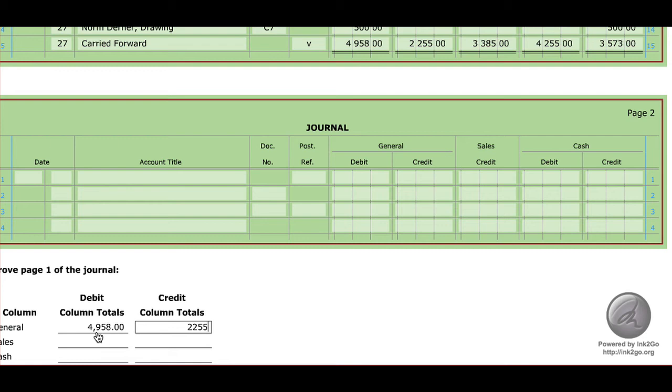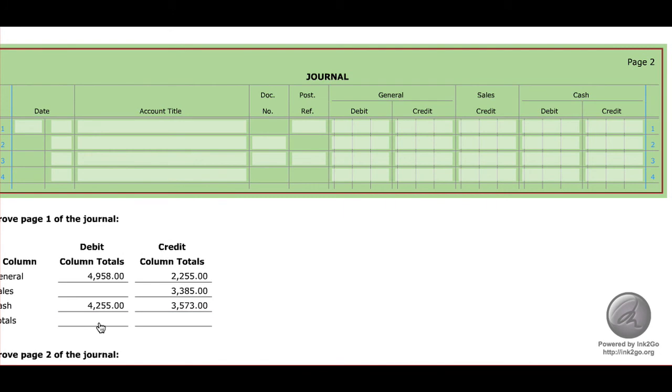Our sales, there is no sales debit column total because we don't use sales debit, we use sales credit. So our sales credit column total is 3385. Our cash debit comes from right here, our 4255. And our last one, our cash credit, comes from 3573. All right, so now you have that. I'm going to scroll up a little bit more so we can see the bottom of this. Now, we're told to get the totals. So I'm going to take my 4958 and add it to 4255, which gives me 9213.